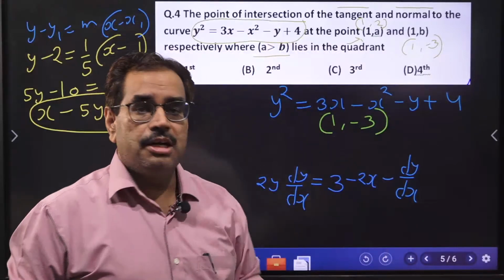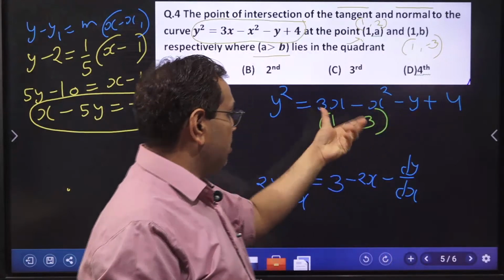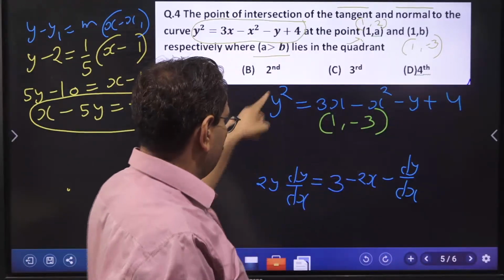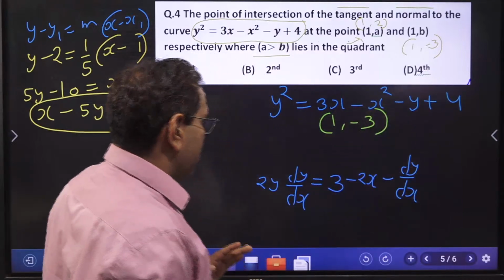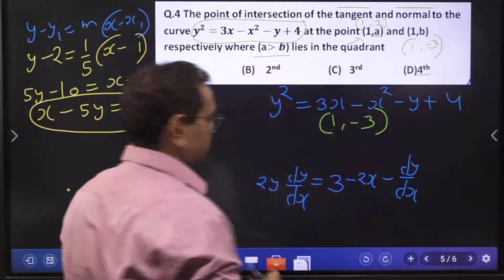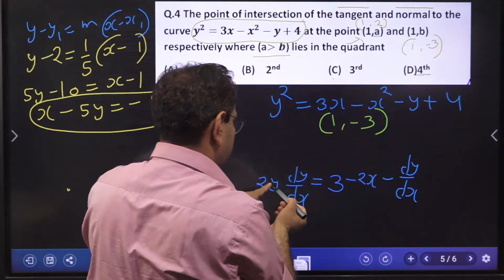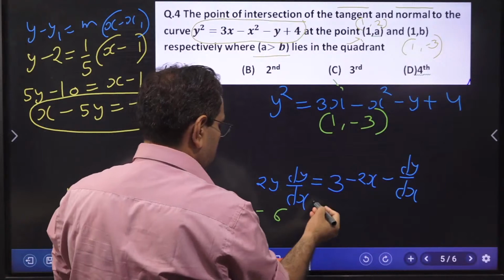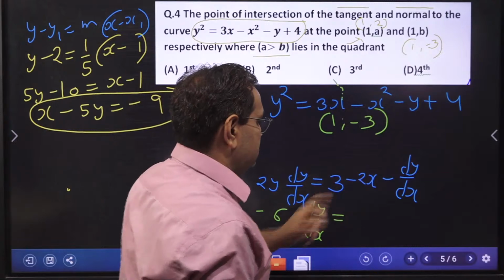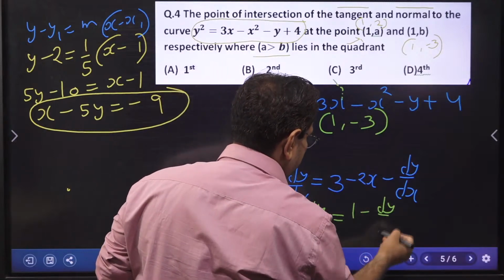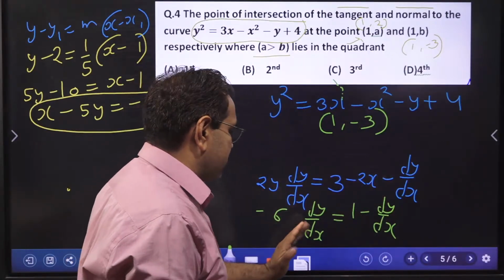So again we need dy upon dx. So we need to differentiate this again, and we have already calculated this derivative: 2y into dy upon dx equal to 3 minus 2x minus dy upon dx. So now we have to put this point 1 comma minus 3. Let us put y equal to minus 3. So minus 6 dy upon dx equal to, x is again 1, so 3 minus 2 into 1 minus dy upon dx. Okay, so this can be transferred to this side. So we get minus 5 dy upon dx equal to 1.